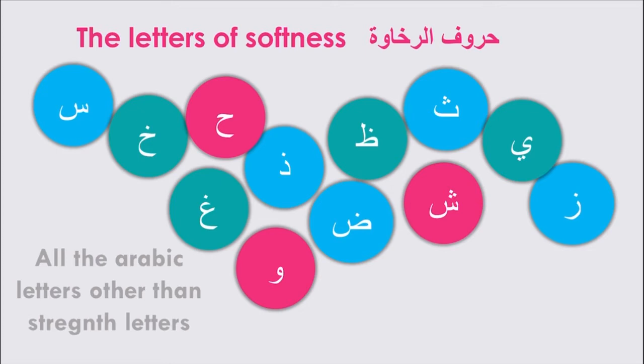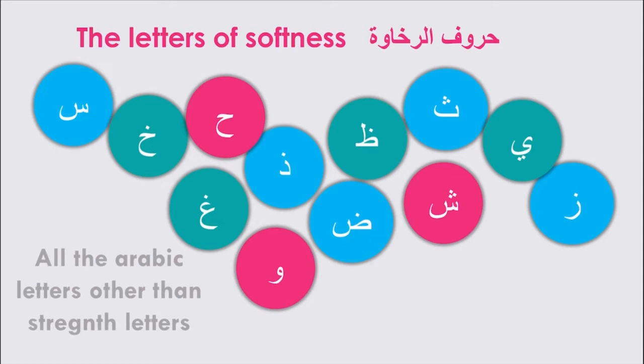So if we take زاي, it will be za, zi, zu. The sound is running, nothing is blocking the sound of the letter. Ash, the sound is continuous.